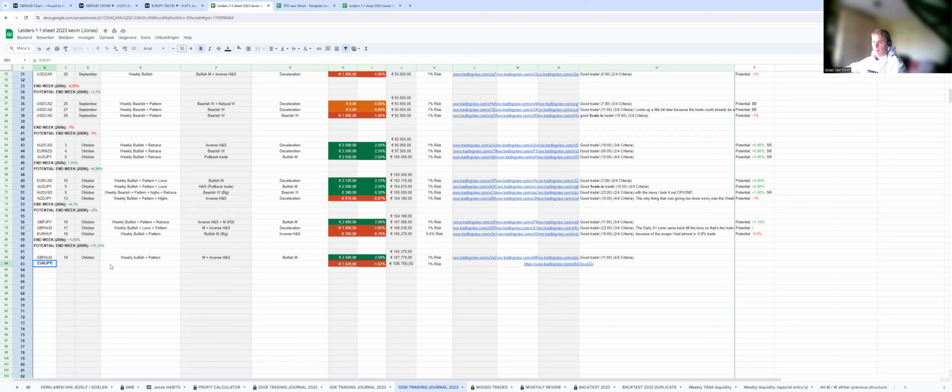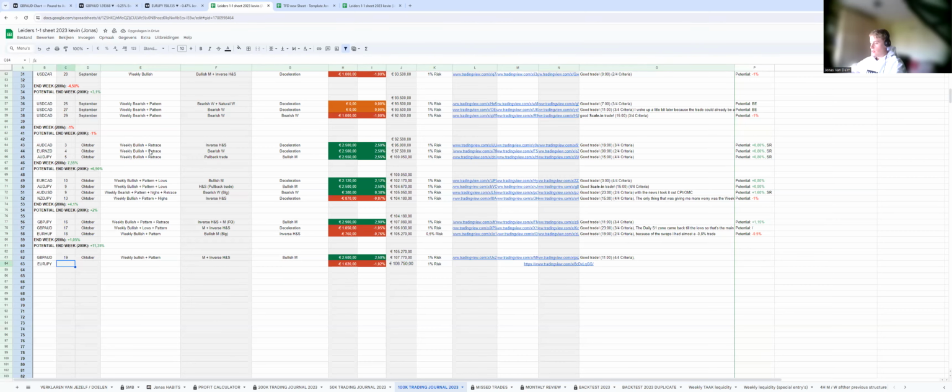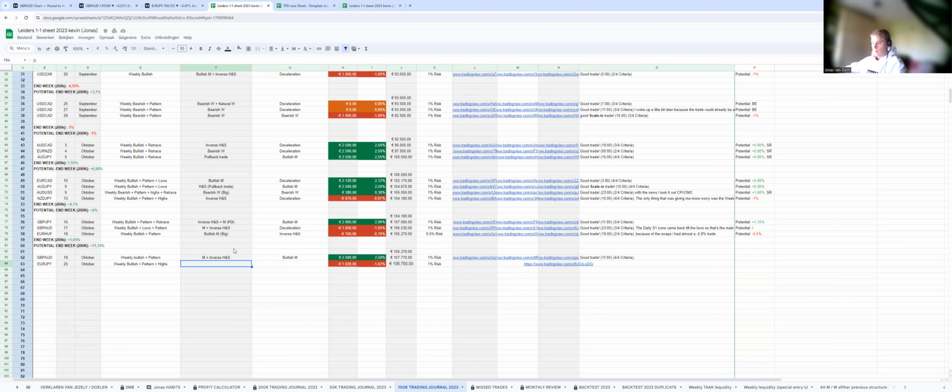Then this was Euro GPY, like that. This was on 25 October. This was set. Weekly was bullish plus pattern and plus highs. We tapped the weekly highs. So then on the daily, we had again our bullish M pattern.